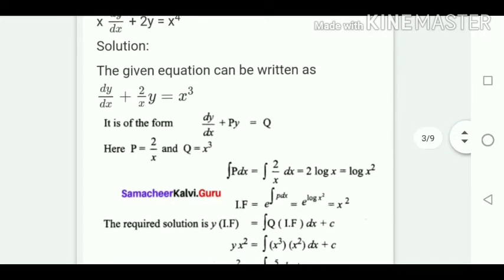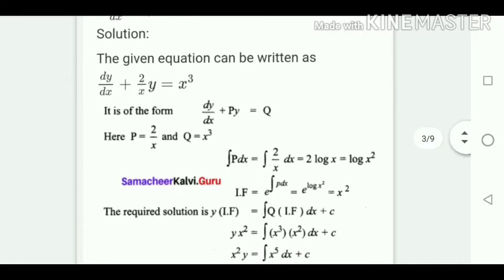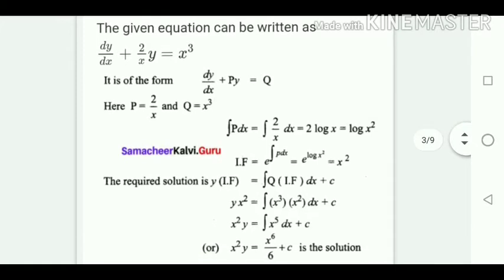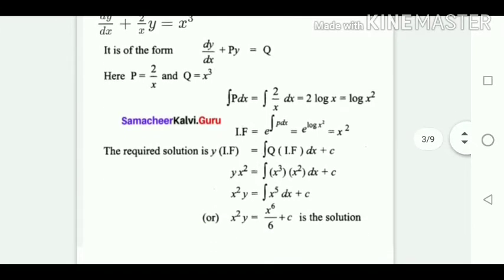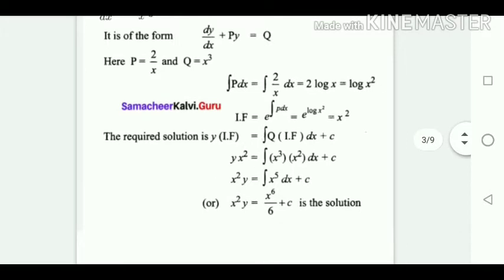Here the first step is to find the integration of p dx. The value of p equal to 2 by x dx. So the integral of 1 by x is log x, therefore 2 into log x. If the 2 comes to the power of x, we are getting log x square. Then IF equal to e power integration p dx, that is e power log x square. Log and e are cancelled, we are getting x square.